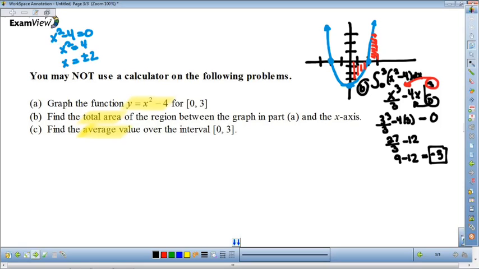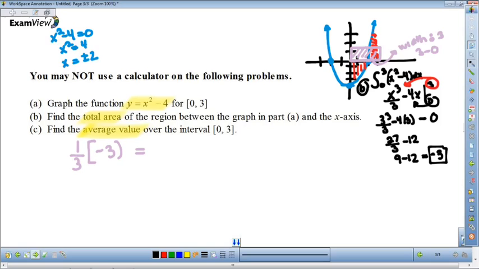C wants me to find the average value. So remember, the average value is you're making a rectangle such that this rectangle has the same area as this red part. So my rectangle is going to have an area of negative 3, or 3. So I know what the base is. The base is going to be 3 minus 0, which is 3. And I know what the area under the curve is, which is negative 3.